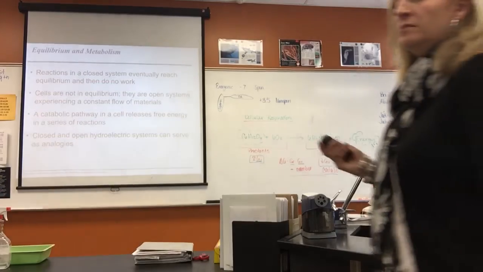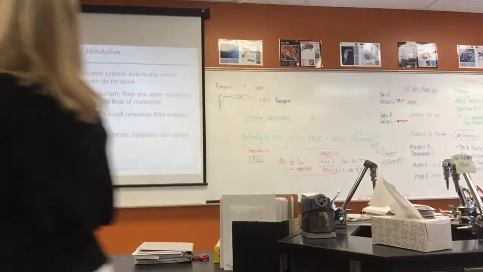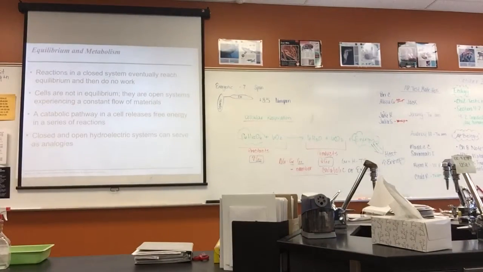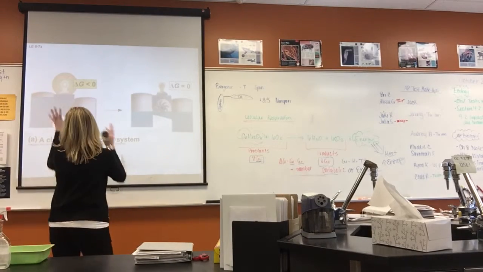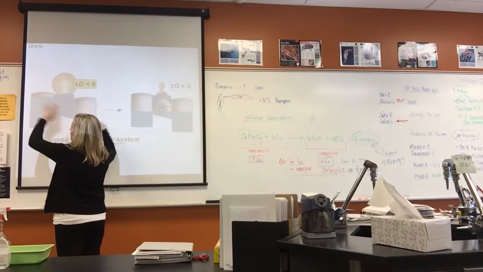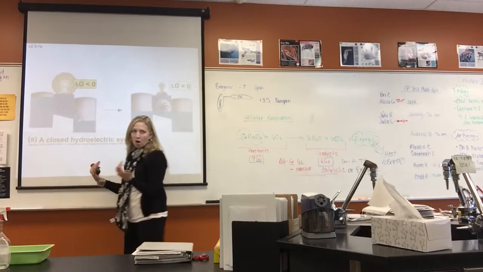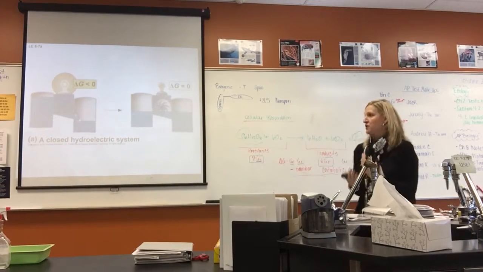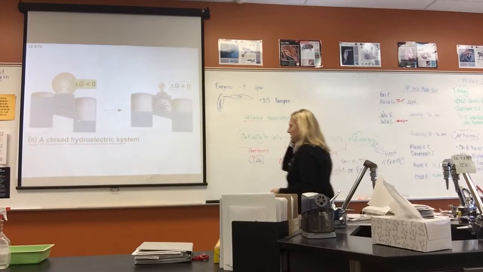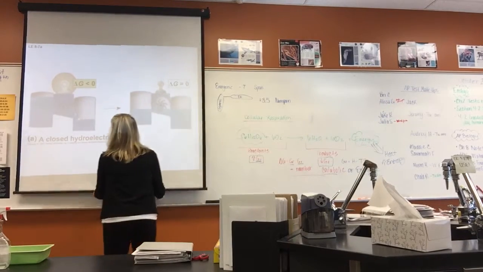So we should have that A is a closed one. And this is because you have no exchange with the environment. So you have these canisters with water. There's no water coming in. There's no water going out. So that is the definition of a closed system, that there's no exchange with the environment.